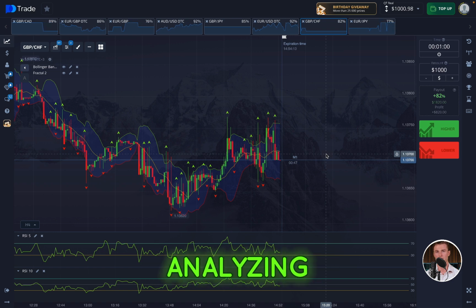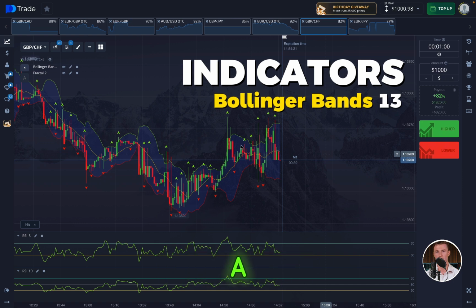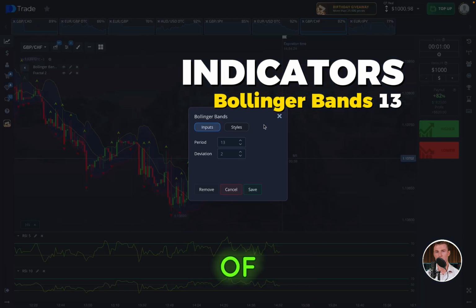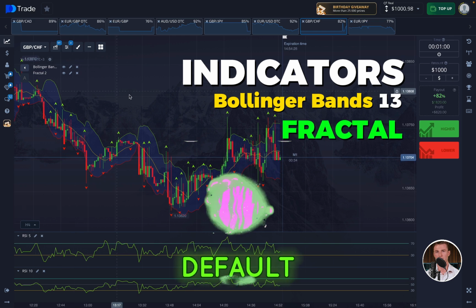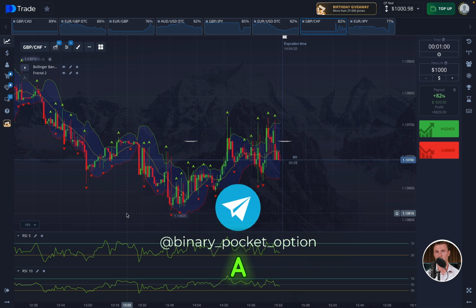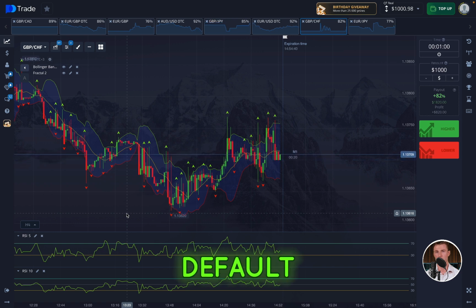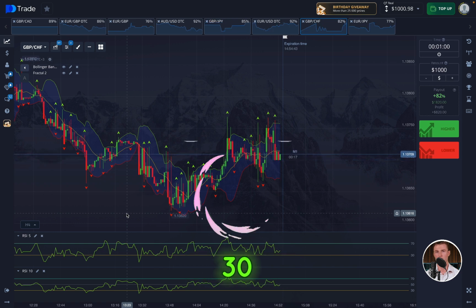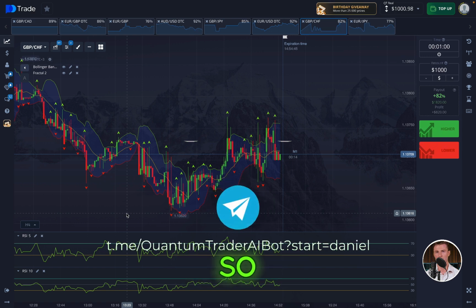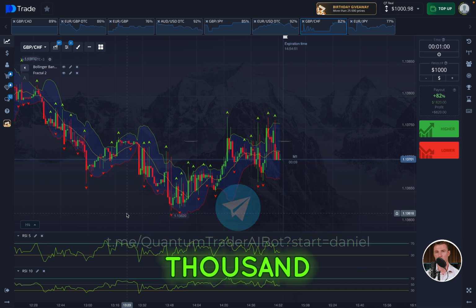And after analyzing the movement, I came to the conclusion that today we will use a channel indicator, namely Bollinger Bands, with a period of 13 and a deviation of 2, a fractal with default settings and 2 RSI oscillators. We will have the first one with a period of 5, the second one with a period of 10. We leave the overbought and oversold area by default with values of 70 and 30. I've done a detailed analysis, so I'll be absolutely confident in my trades and start with a $1,000 deal.